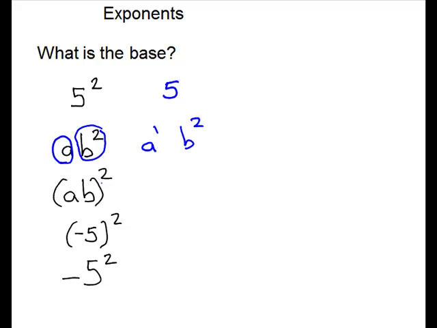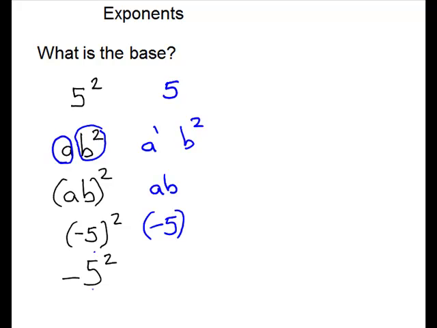The third one, because of the parentheses, the 2 applies to the entire piece. So the base is ab. On the fourth one, because there's parentheses, the 2 applies to the entire thing. So your base here is going to be -5. It will include the sign.